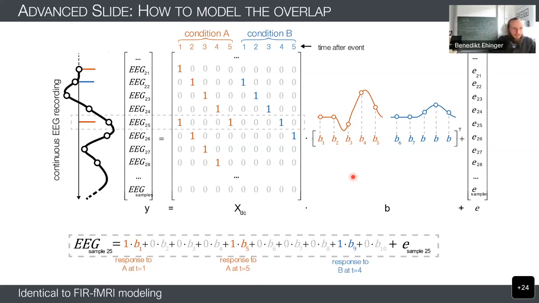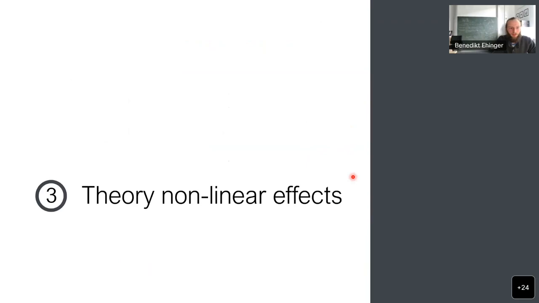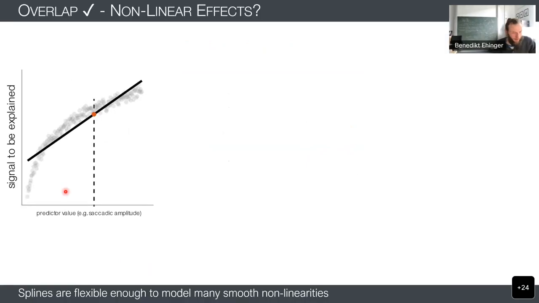Okay. So this is the theory for how we can do overlap correction. And then there's a little bit of theory on nonlinear effects. So what is a nonlinear effect? Well, anything that's nonlinear, haha. Let's imagine you have a predictor value for saccade amplitude, because I like eye movements. Saccade amplitude is the size of an eye movement. And this is a signal to be explained, it could be like the P100 response, or it could be some kind of BOLD response or pupil or whatever.